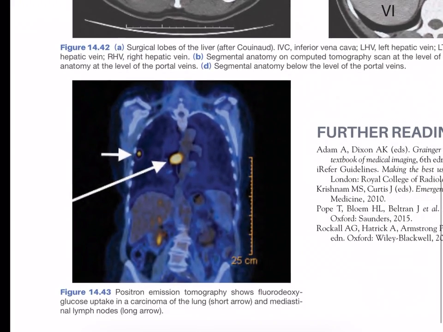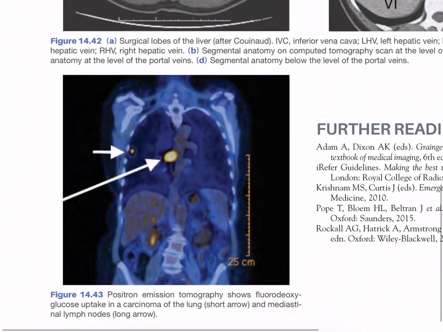Figure 14.43, positron emission tomography shows fluorodeoxyglucose uptake in a carcinoma of lung, short arrow, and the mediastinal lymph node, the long arrow.